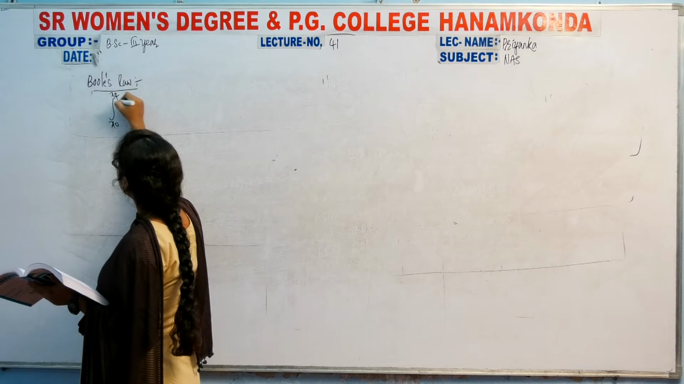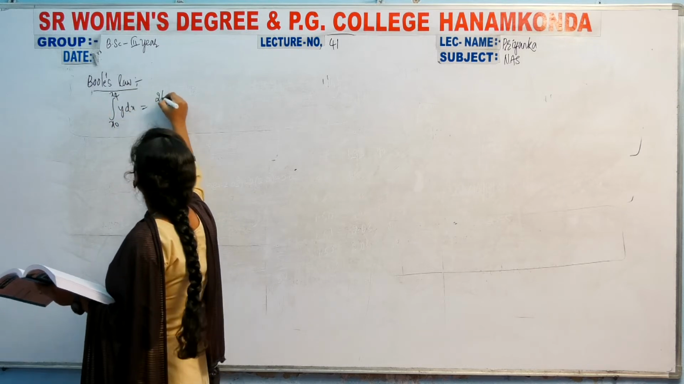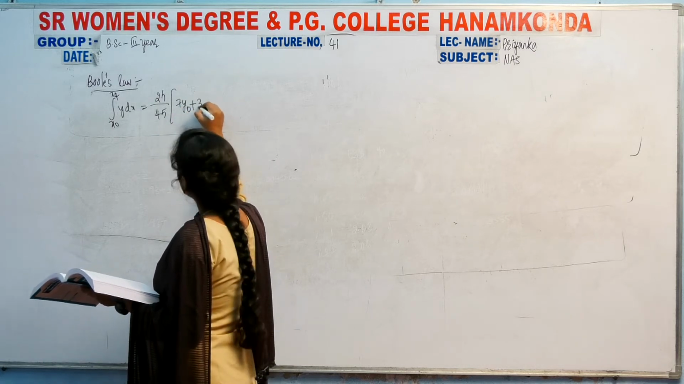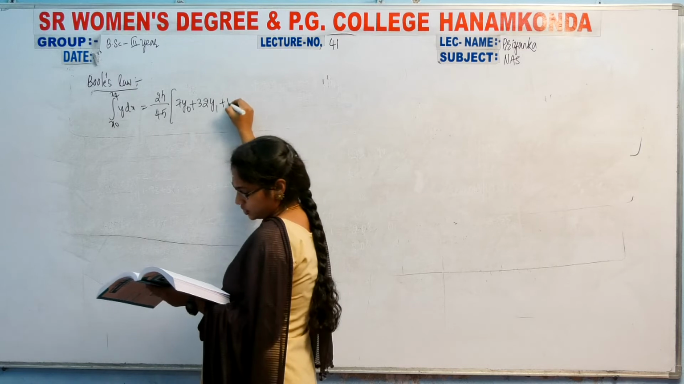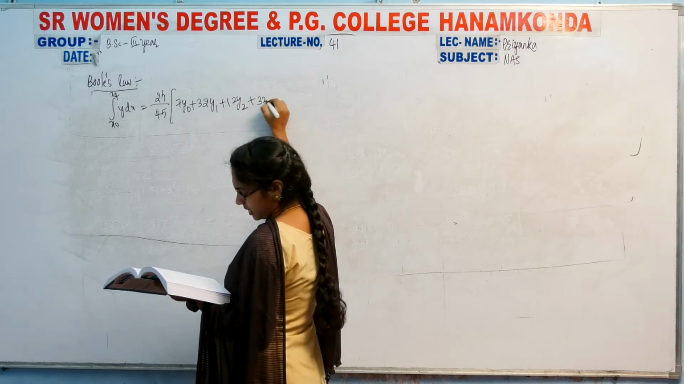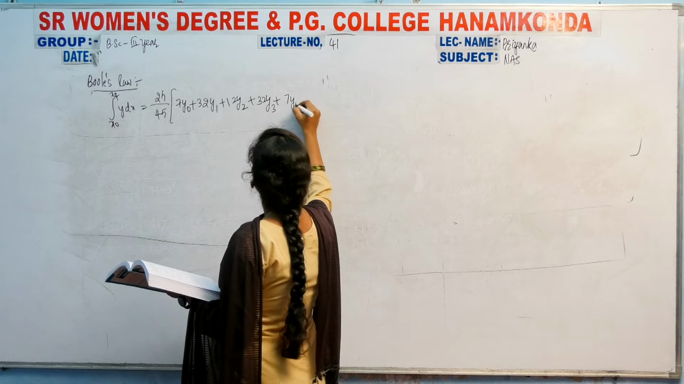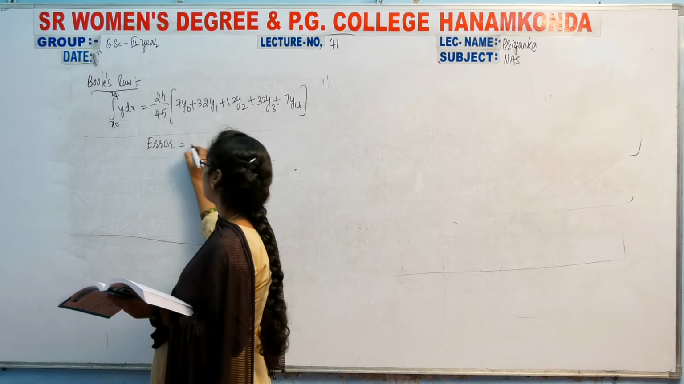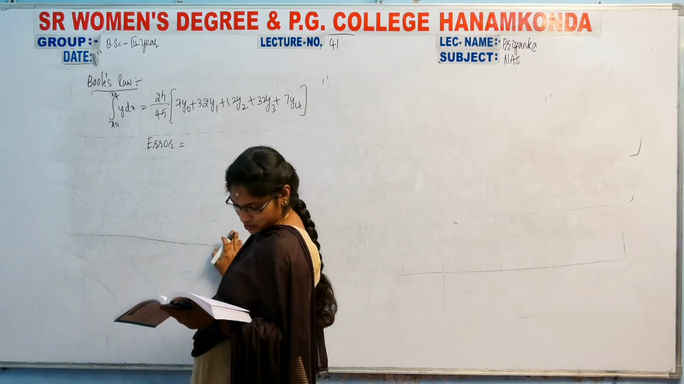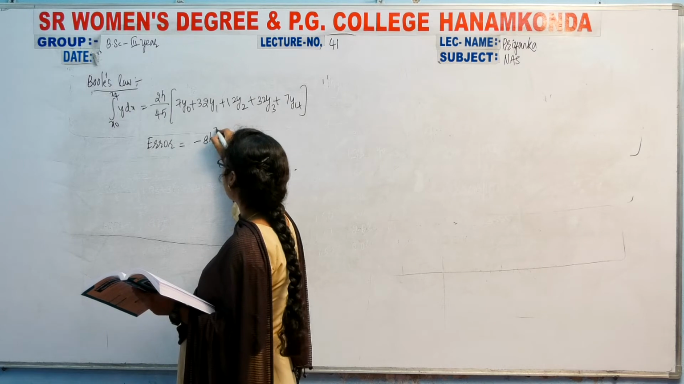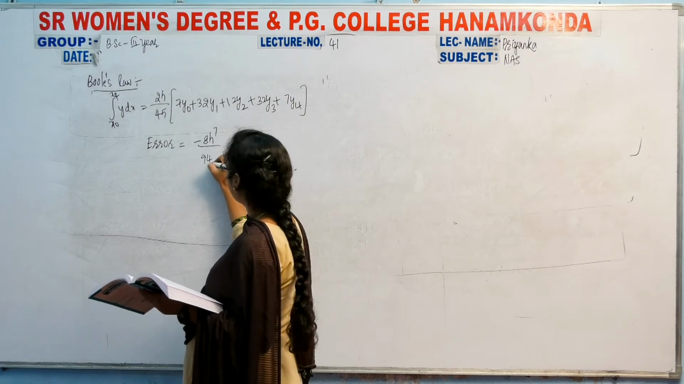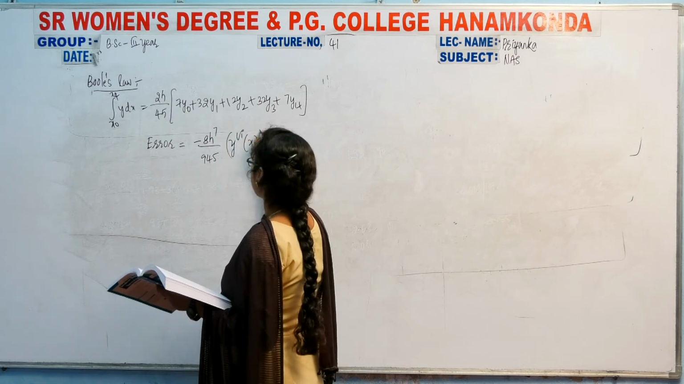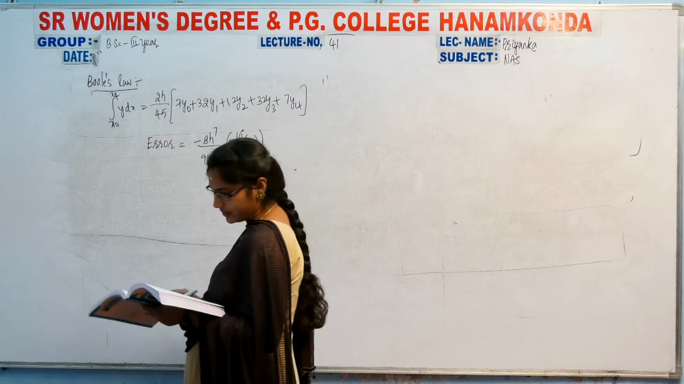Integral x0 to x4 y dx, 2h by 45, 7y0 plus 32y1 plus 12y2. You have to remember this entire formula as it is. And error. If you want to calculate the error in this Boole's rule, the error is minus 8h power 7 by 945 y 6th derivative of x. Okay, next Weddle's rule.